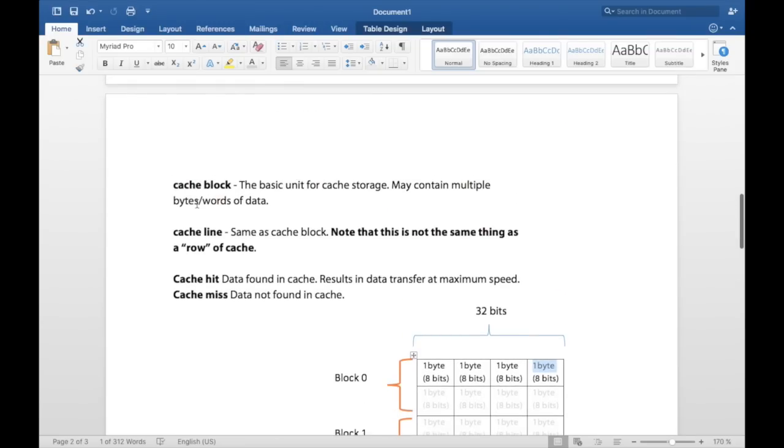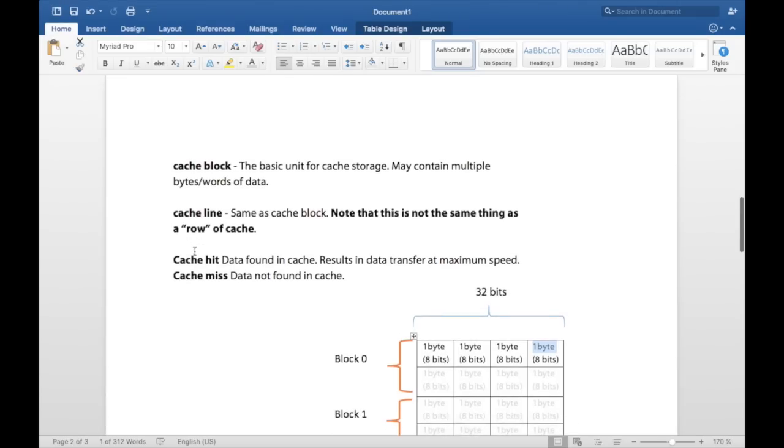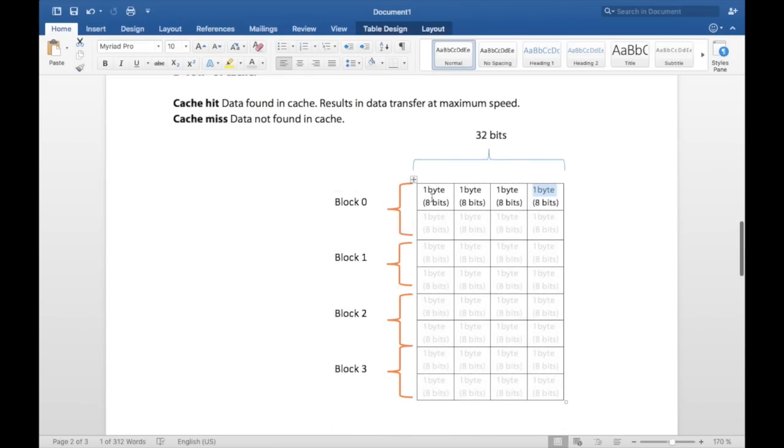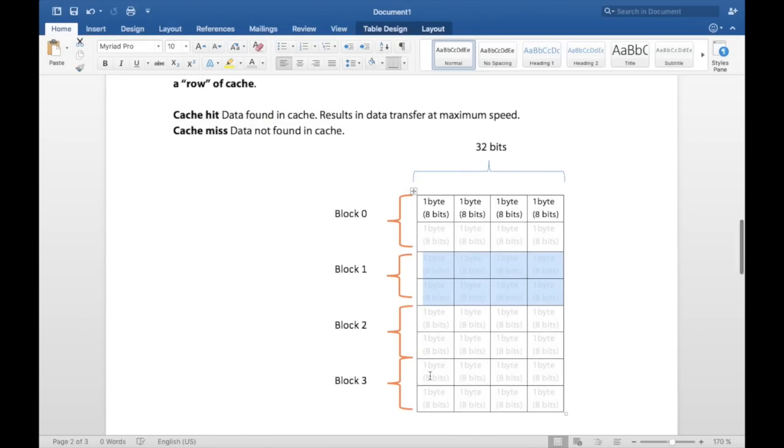Now, what is a cache block and what is a cache line? They are exactly the same. A cache block is defined as the basic unit for cache storage. A cache line is the same as a cache block. Note that this is not the same thing as a row of a cache. When we talk about a cache line, we don't mean one row. A cache line or cache block depends on the computer. In this example, each cache line or cache block is 2 32-bit words. So this is block 0 or cache line 0, this is line 1 or block 1, and these two are 2 and 3.